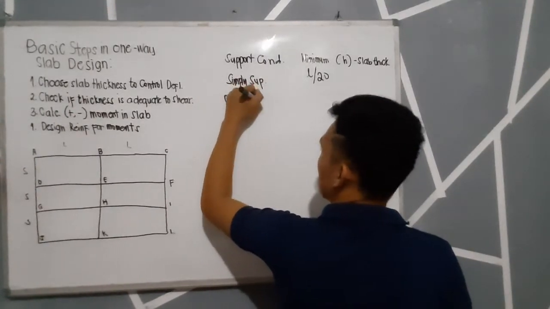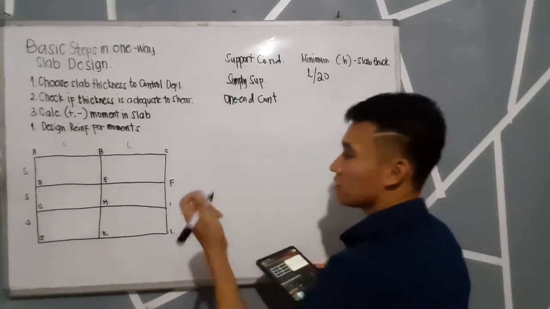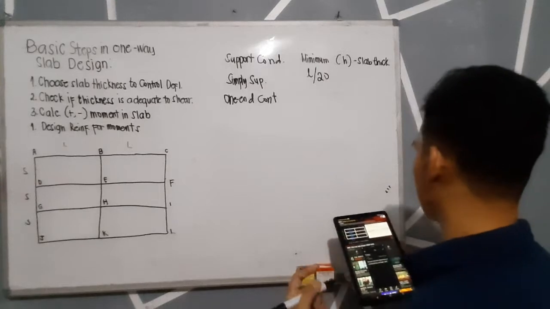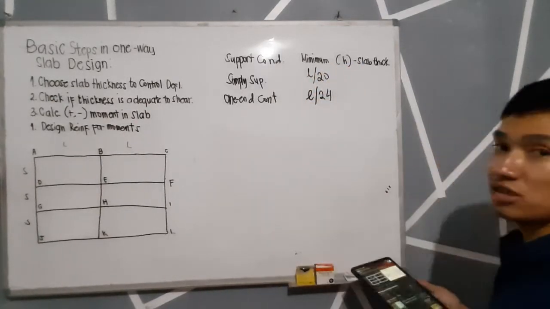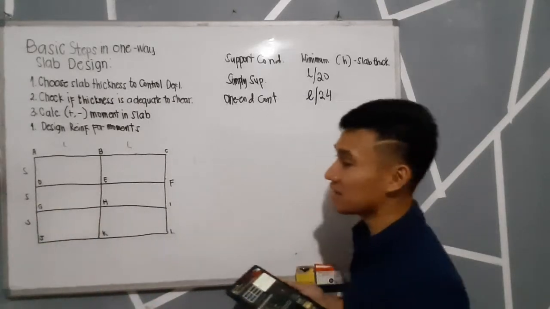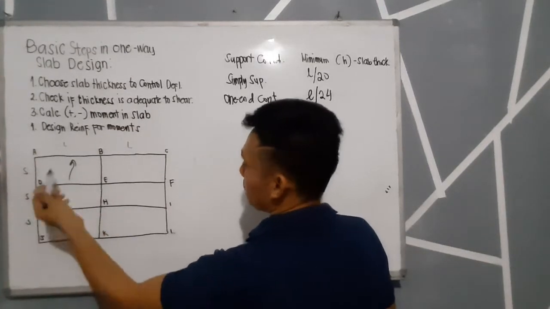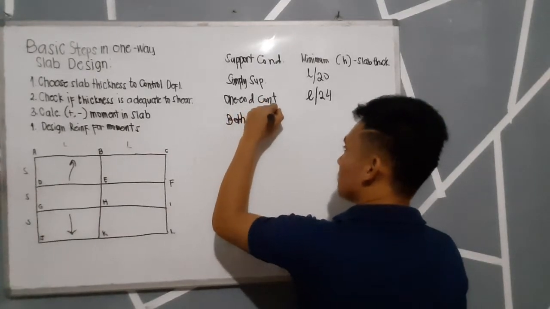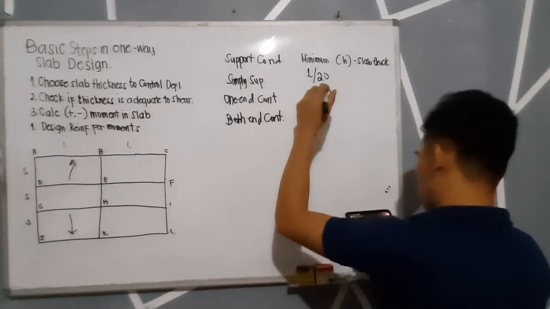The second one is one end continuous. Under one end continuous, if we are designing side A, B, D, E, then the one end continuous applies, which has a minimum slab thickness of L over 24. Another support condition is the both ends continuous. When we design D, E, G, H, it means continuous siya dito, continuous din siya dito. So that's both ends, and the minimum slab thickness is L over 28.